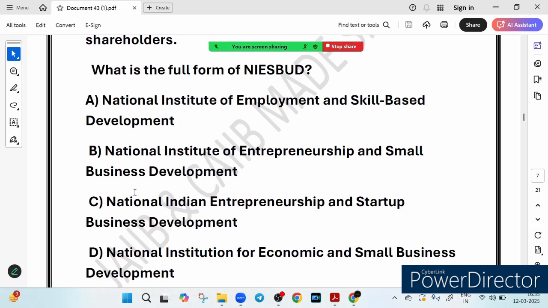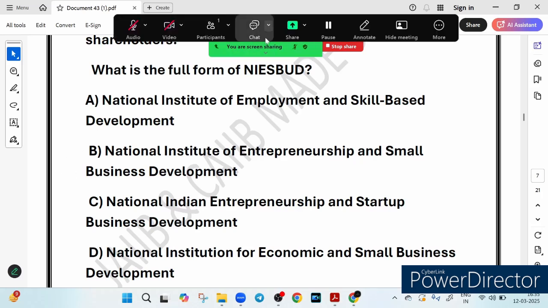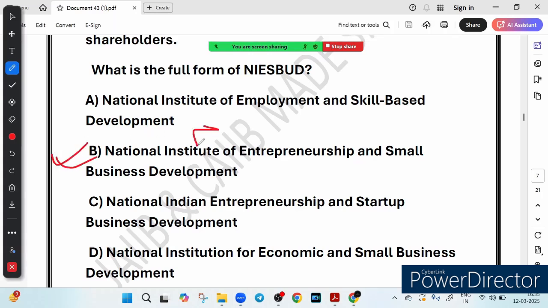So friends, option A suggests National Institute of Employment and Skill Based Development. This is wrong. Right. Option B says National Institute of Entrepreneurship and Small Business Development. Yes, it is correct. Very good. Option number B is correct. So let me tell you something about this NIESBUD.